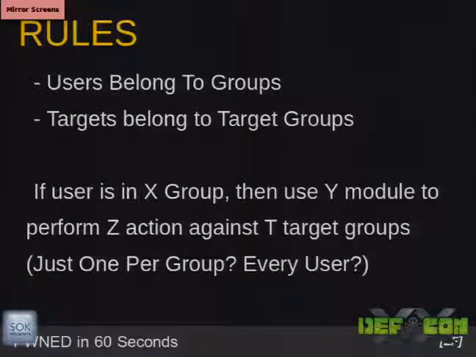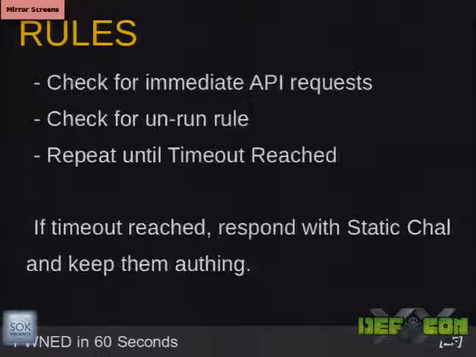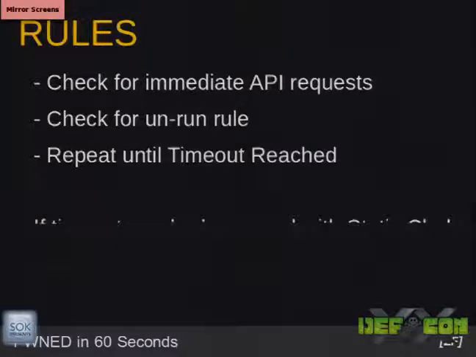So we write these rule sets basically to say if a user is in this group and they're in this module, perform this action against these targets. And should we do it just once or per every user? But I'll show that in a second. The rule sets go through this sequence of automatically looking for these API requests, looking for these rules, and keep doing it. Keep going through this until it times out. And if it times out, keep the user authenticating by not letting them time out and disconnecting them, but doing a stack challenge.